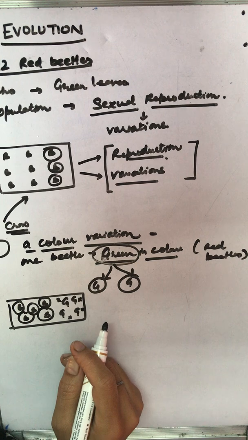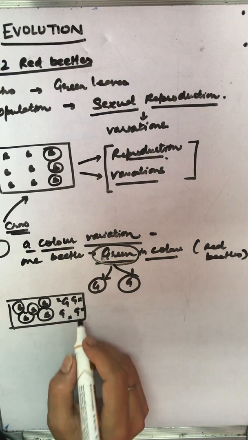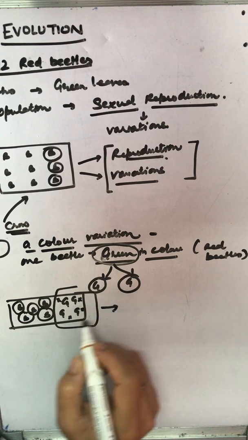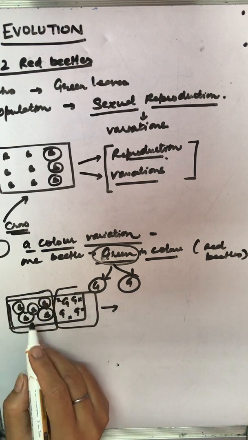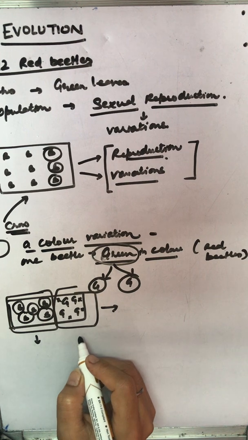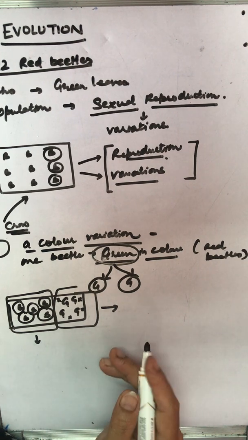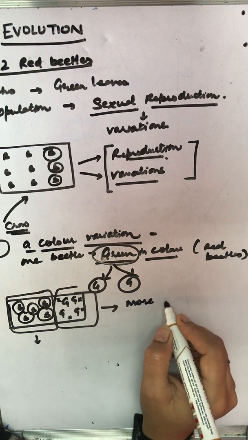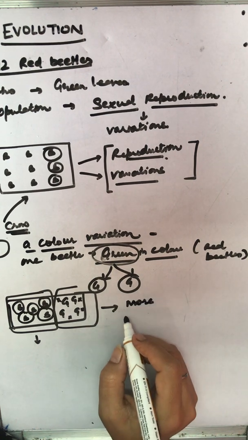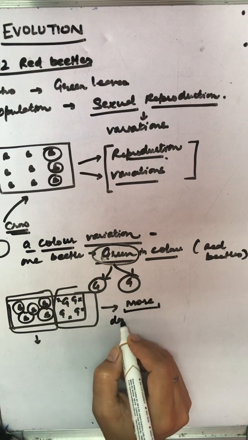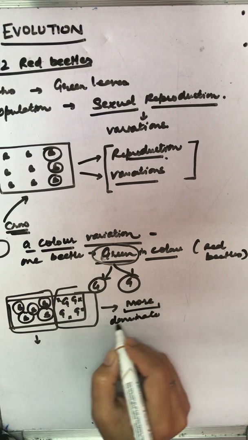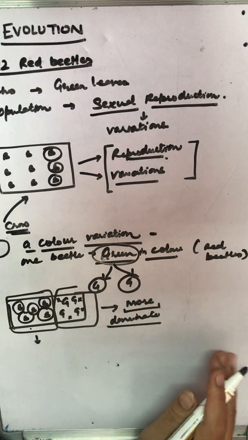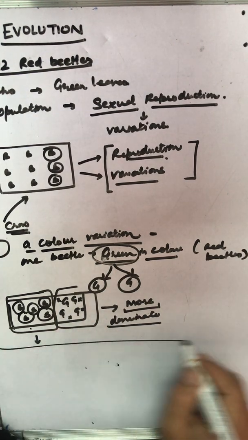Now what will happen? What is expected? The progeny of green beetles which are not eaten and the progeny of red beetles which are eaten will automatically result in a change. As more and more green beetles are produced, the green beetles will automatically dominate the red ones in the progeny. Okay, this is the first case. Now moving to the second case.